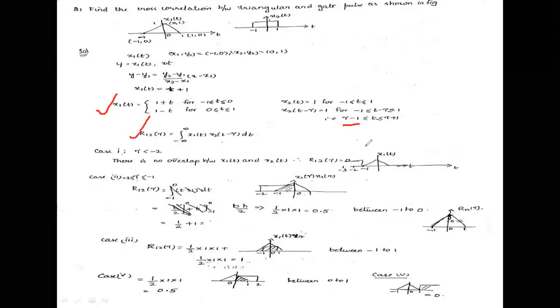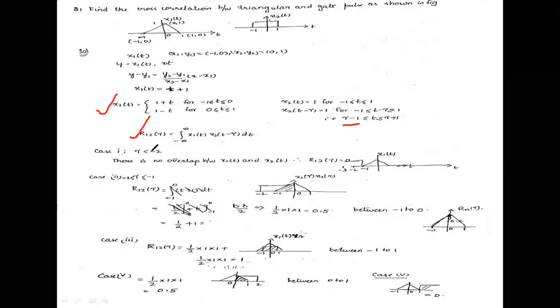So take the cross correlation function equation, with the graphical representation of the two signals. One is a triangular wave and the other one is a gated wave. We got the mathematical expressions with the ranges of minus 1 to 0 and 0 to 1, and minus 1 to 1 becomes tau minus 1 to tau plus 1. Using the definition of cross correlation, integral from minus infinity to infinity of x1 of t, x2 of t minus tau dt.